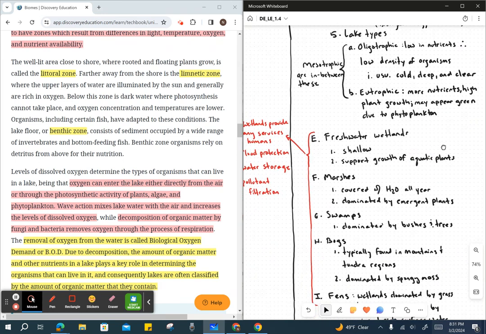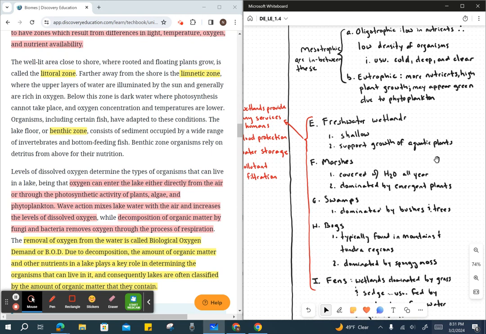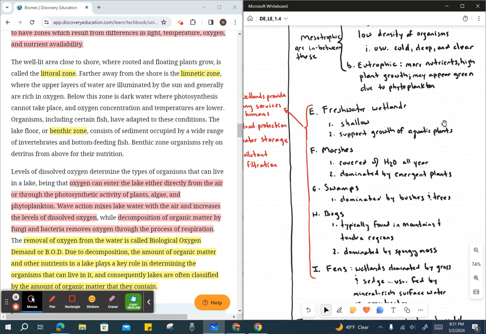Well, we've talked about lakes. Let's talk about freshwater wetlands. These tend to be shallow. They support growth of aquatic plants. Like I said, east of us, as you head over to Fresno and Bakersfield, there are some wetland areas.